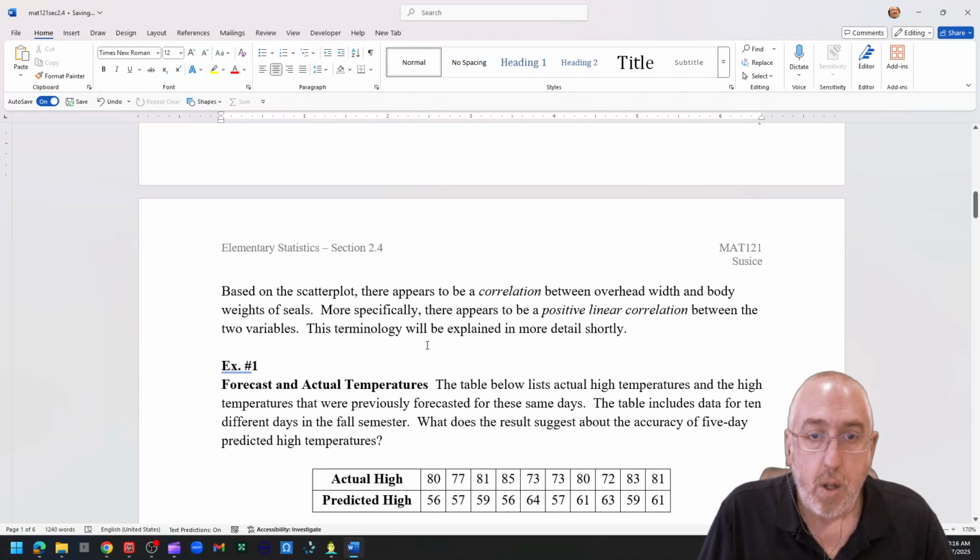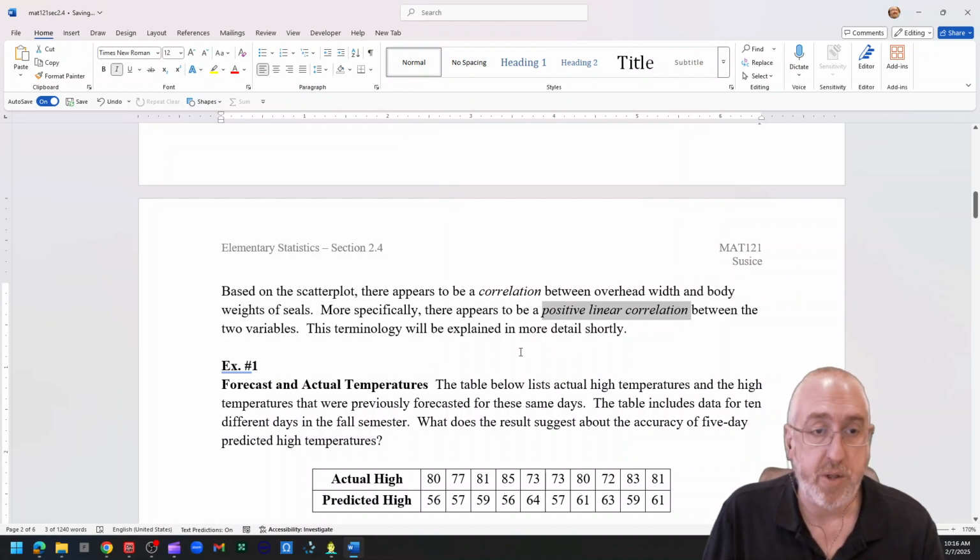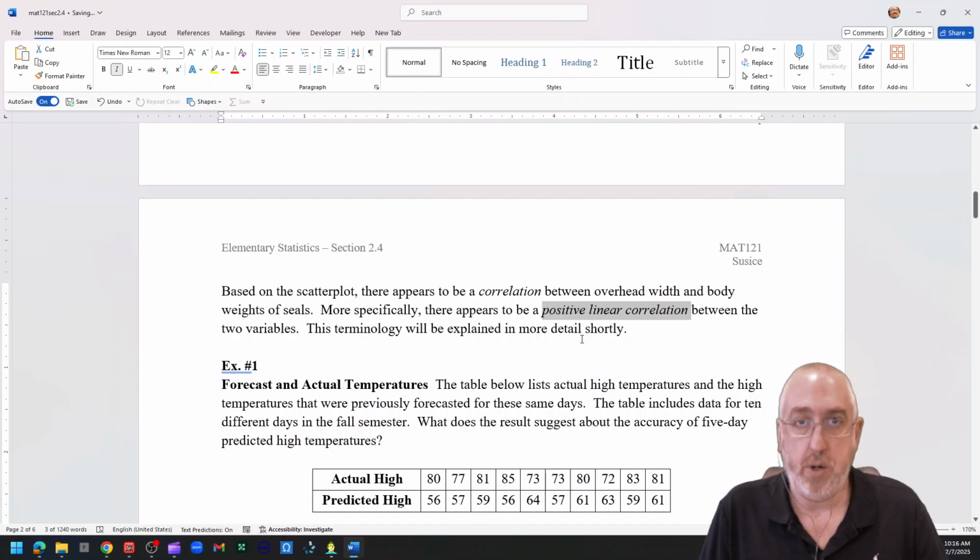So now, what we can say from that is that there appears to be a correlation between the overhead width and the body weights of seals. More specifically, there appears to be a positive linear correlation between the two variables. This terminology will be explained in more detail shortly.